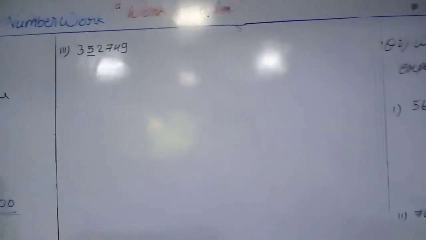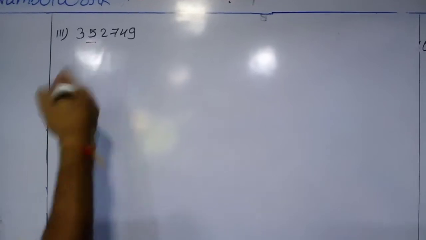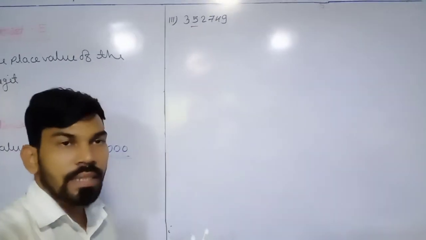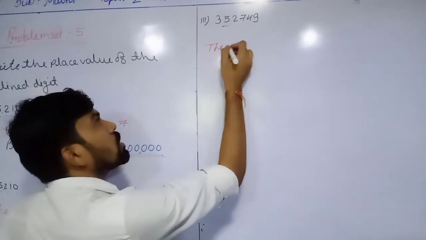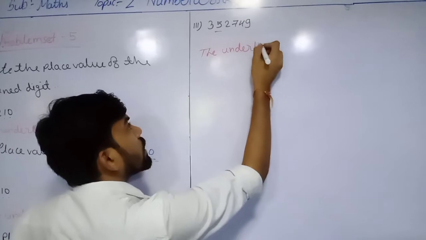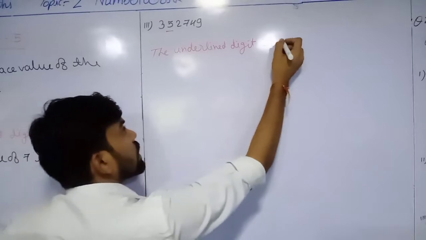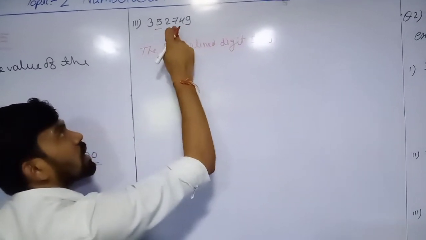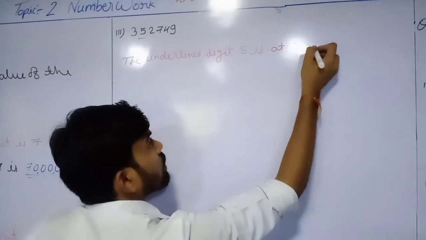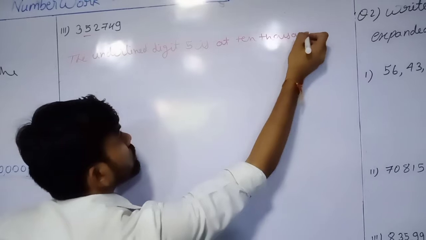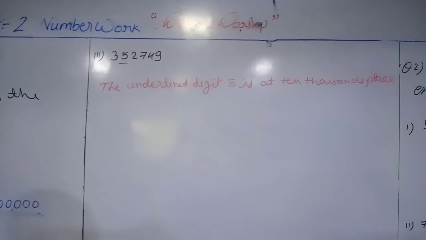Next is that here we have the underlined digit 5. Now till now in both the sums we did directly. Suppose you are not getting it in that way, we can do it this way also. The underlined digit 5: unit, 10, 100, 1000, 10,000 is at the 10,000 place. We have written that it is at the 10,000 place.